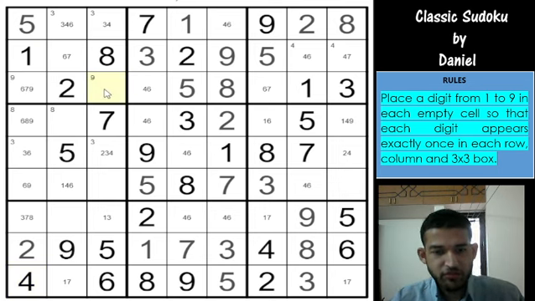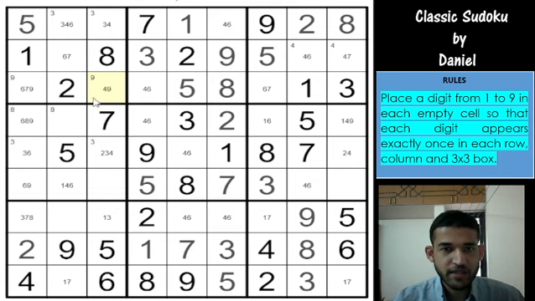And this has to be 4 and 9. Wow, we missed that. There are only two possibilities here. Can't be 1, 2, 5, 8. Cannot be 3, 6 and 7. So this has to be 4 and 9.